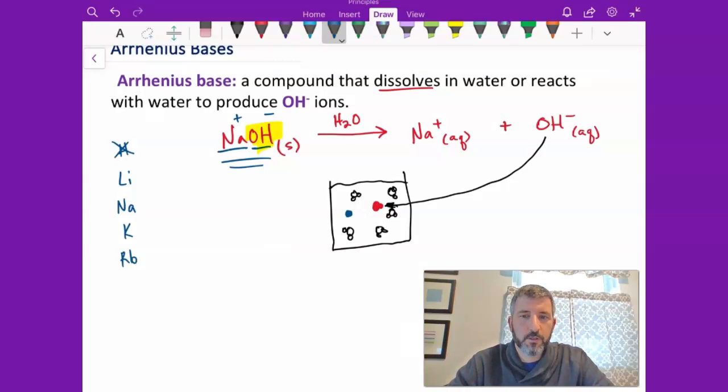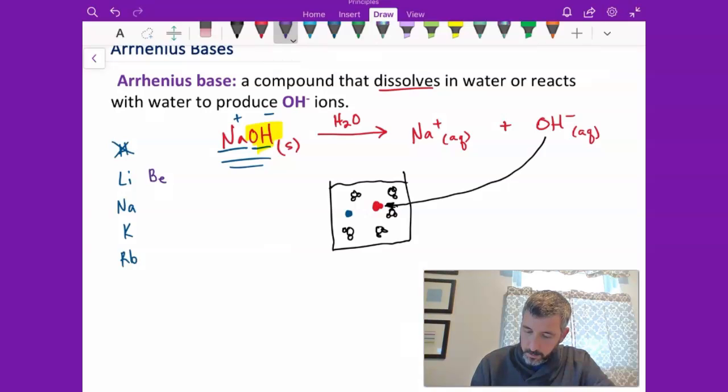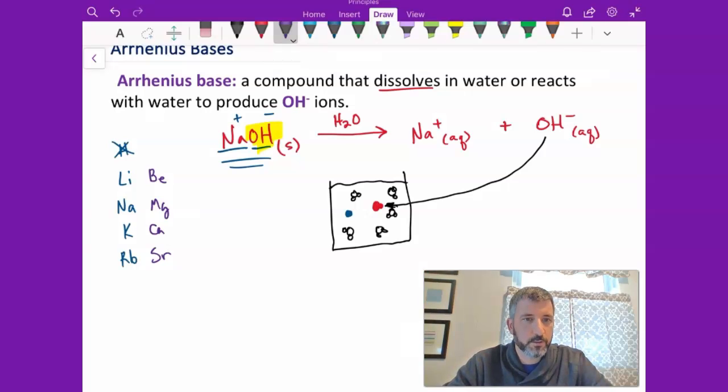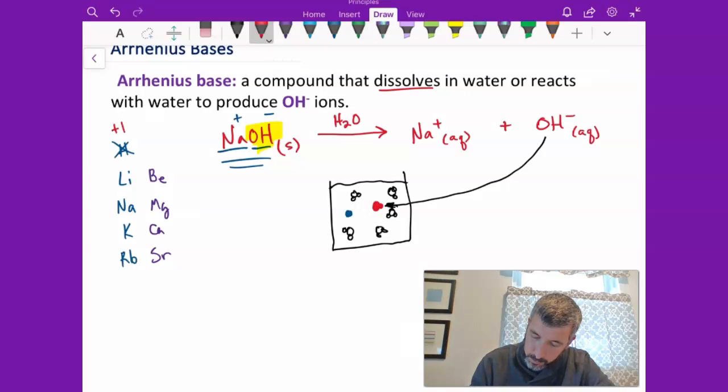If we look at the group 2 metals, continuing along the periodic table, next to lithium we have beryllium, next to sodium we have magnesium, and then calcium, and then strontium, going down the periodic table. This is group 2. These guys all have a 2+ charge, whereas everything in group 1 is 1+. Group 2 metals can form bases with hydroxide as well. They're just not quite as soluble.